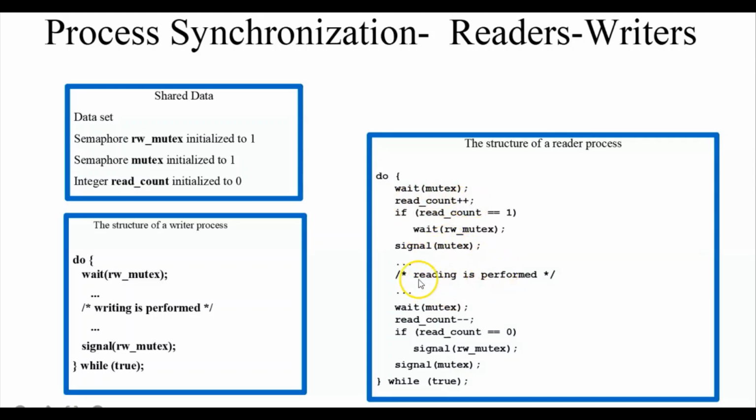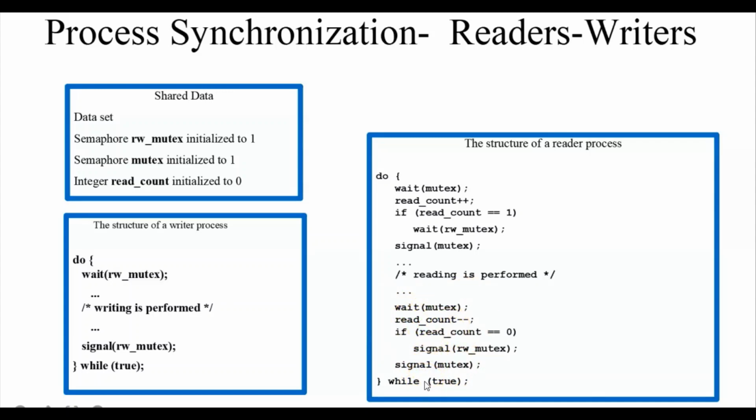Now the process will happily read, right? Once the process is done with the reading operation, it has to decrement the read count. So it will call wait mutex, as it is updating the read count, which is shared between the reader processes, and then decrements. Now it checks if it is the last reader process. If it is the last reader process, then all the reader processes are done and there are no reader processes. If any writer process is waiting to perform a write operation, it can proceed. Hence the reader process will call signal RW mutex. Now as the process is done, it will call signal mutex, releasing the read count, right?